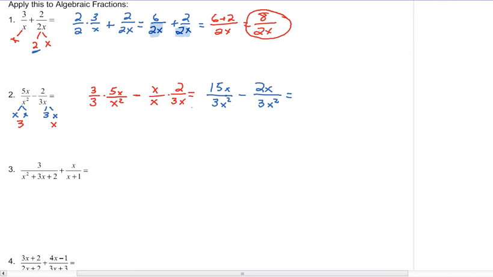Okay, combine your like terms. On the top, you'll have 15x minus 2x. That's equal to 13x. The bottom just stays the same, 3x squared. Circle it, and you're done.